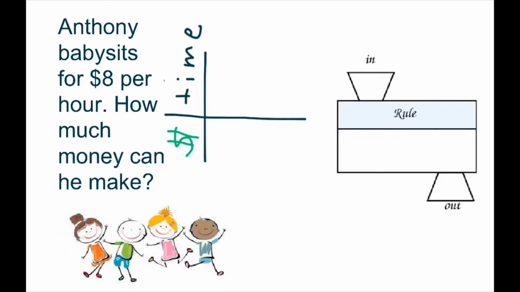Okay, let's look at Anthony. Anthony babysits for $8 per hour. How much money can he make babysitting? Let's see. So for 1 hour, he makes $8. 2 hours, he makes $16, and so on. So the rule here, again, would be the money depends on how many hours, and it looks like the rule would be to multiply 8 by the number of hours.